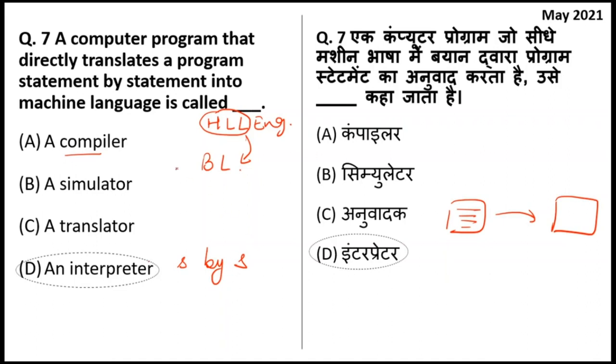If the question might have said in one go, instead of statement by statement, then the answer would be compiler. But if the question says statement by statement or line by line, mark the answer as D.